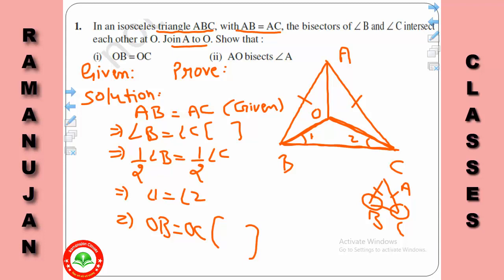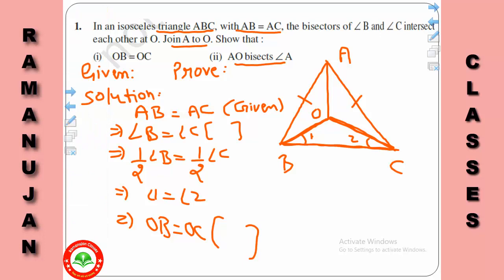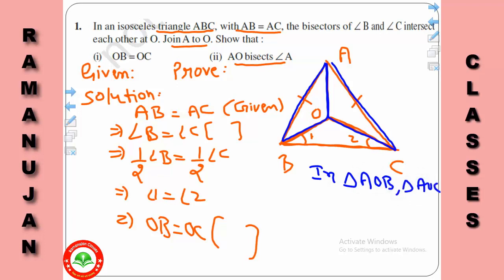Then we have second part. We have to prove AO bisects angle A. So for that, what will we do? We have to take two triangles and we will make them congruent. So AOB and AOC. We have two triangles, AOB and AOC. So we know that AO is the common side in both triangles.